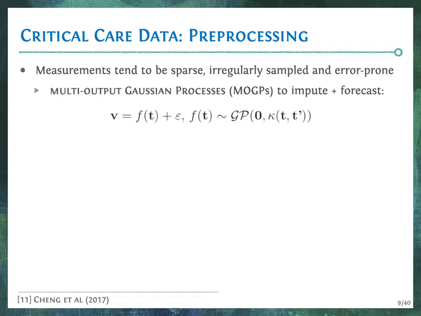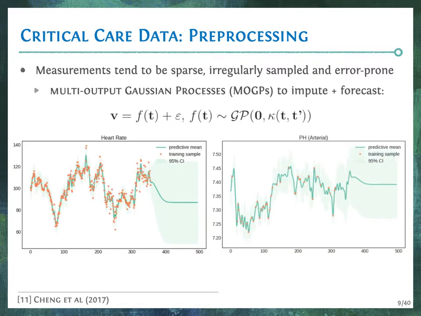A Gaussian process can be thought of as a distribution over functions, where each point in the continuous input space, in this case time, is associated with a normally distributed random variable. Here, we use multi-output Gaussian processes to jointly model time series of vitals by estimating the covariance structures between them. Shown here is the mean and confidence intervals from our imputation for 2 vitals, heart rate and arterial pH, for one example admission. Now that we have this, we can query the predictive mean of the Gaussian process at hourly intervals to obtain a regularly sampled time series for each patient admission.